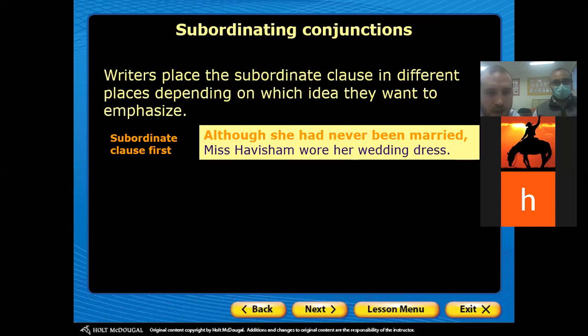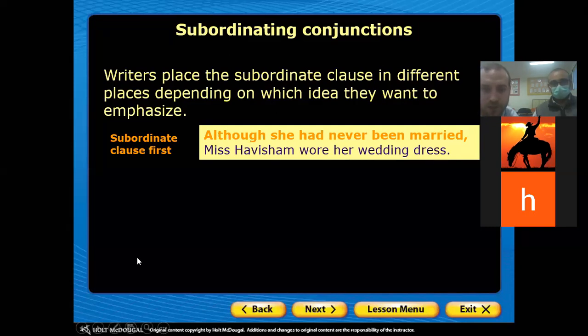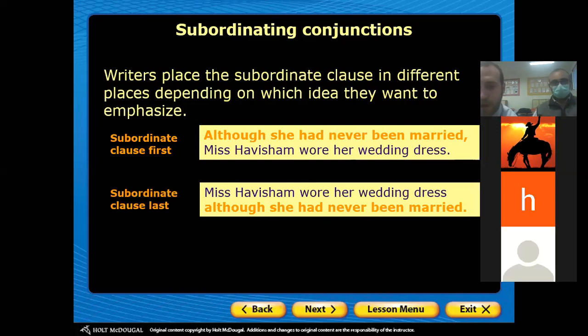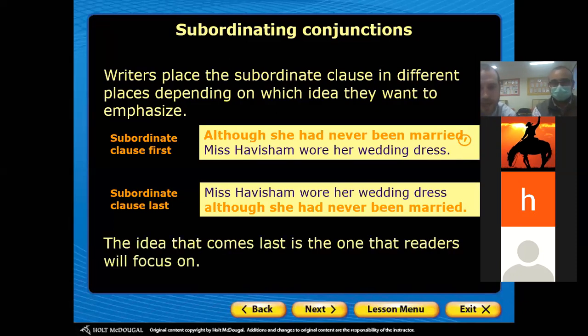So the first one: "Although she had never been married, Miss Havisham wore her wedding dress." Or we can have it the other way around: "Miss Havisham wore her wedding dress, although she had never been married." Do you guys understand? The subordinate clause there is switched. What comes last is the one that readers will focus on.